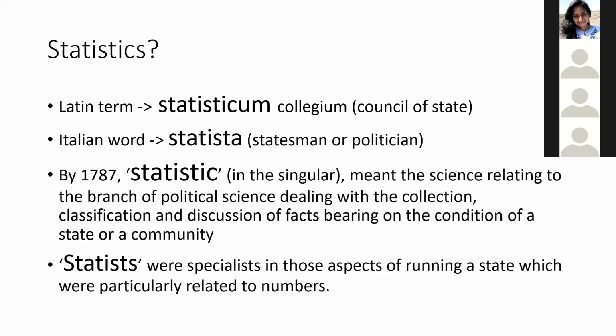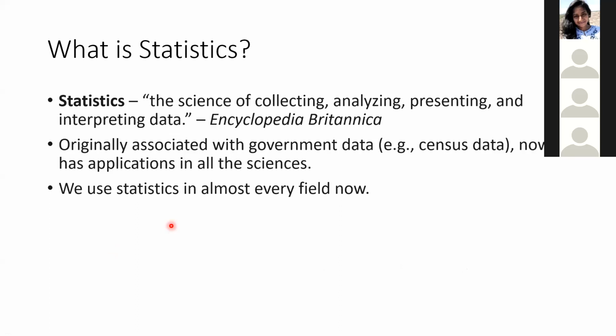So statistics, it's a very old term. It came from the Latin term statisticum and the Italian word statista, and now we are using statistics. Previously, statisticians were called statistics. So that's a brief history. And so what is statistics? As most of you know, statistics is the science of collecting, analyzing, presenting, and interpreting data, according to Britannica Encyclopedia. Originally, this term was associated mostly with government data, with the census, etc. Now we are using statistics for almost every field.